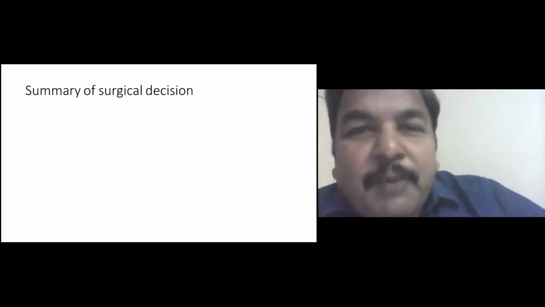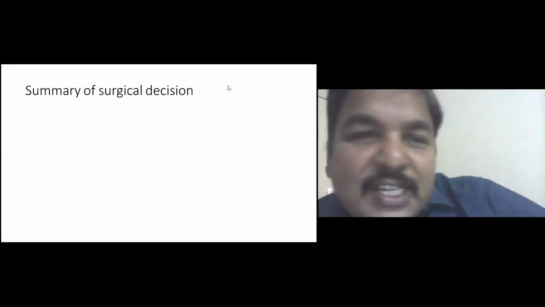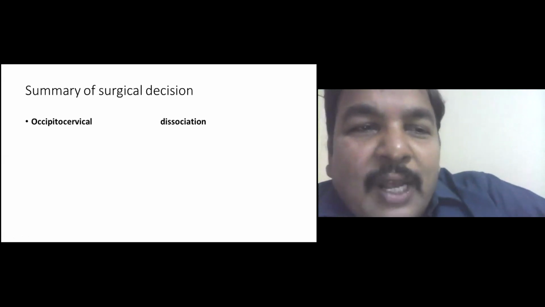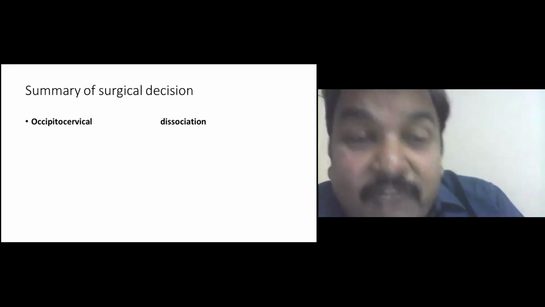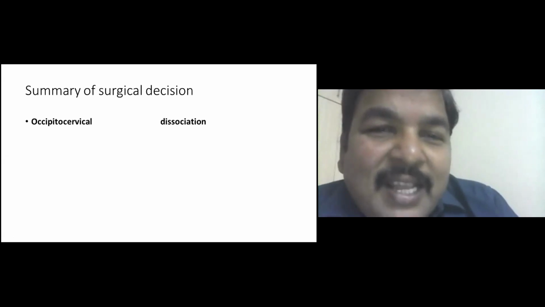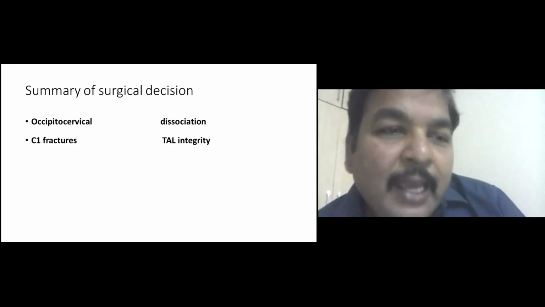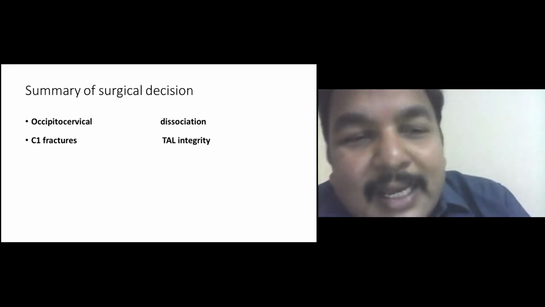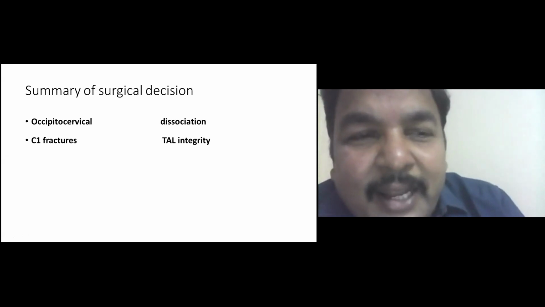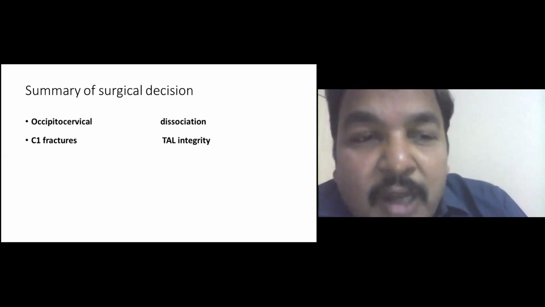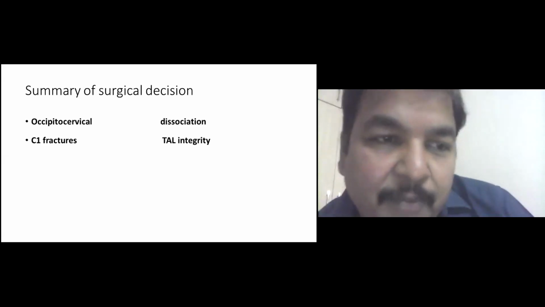To summarize, the surgical decisions are like this. In occipito-cervical injuries, you look for craniocervical dissociation. If dissociation is present, they are candidates for surgical fixation, that is occipito-cervical fusion. In C1 fractures, the most important concern is the integrity of the transverse atlantal ligament. If it is intact, you can manage conservatively. If the transverse atlantal ligament is torn, C1, C2 fixation has to be performed.